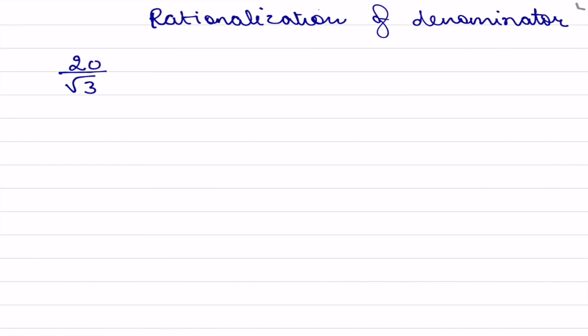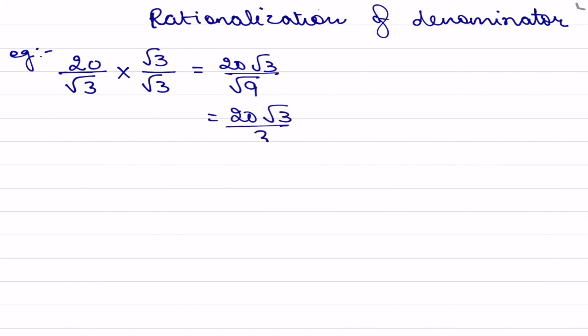Whenever you get an answer like 20 upon root 3, meaning your denominator is under the root, you never leave your answer in the root. We first rationalize the denominator by multiplying and dividing with the same number that is in the denominator. So see here, 20 upon root 3, the denominator is in the square root, so we will multiply and divide both by root 3. So it becomes 20 root 3 upon root 3 into root 3, which is square root of 9. So 20 into root 3 upon square root of 9, which is 3. So this will be your answer children.